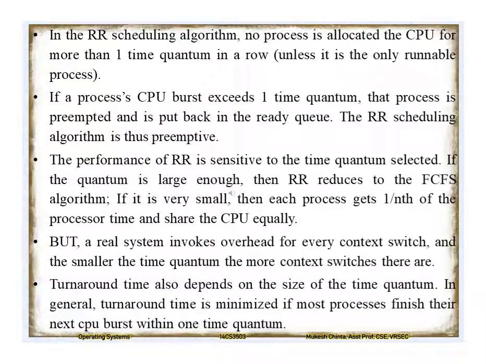In RR scheduling algorithms, no process is allocated the CPU for more than one time quantum in a row unless it is the only runnable process. If a process's CPU burst exceeds one time quantum, that process is preempted and is put back in the ready queue. The RR scheduling algorithm is thus preemptive.